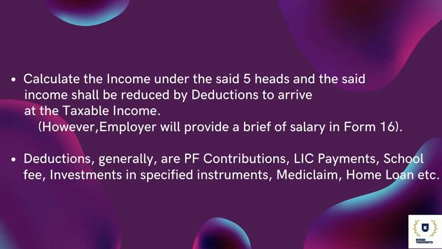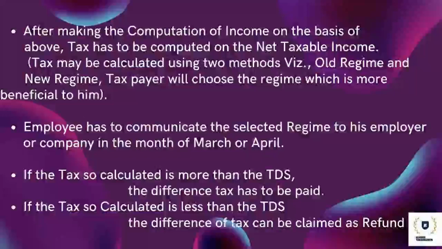Deductions, generally, are PF contributions, LIC payments, school fee, investments in specified instruments, Mediclaim, home loan, etc. After making the computation of income on the basis of the above, tax has to be computed on the net taxable income. Tax may be calculated using 2 methods, viz. old regime and new regime. The taxpayer will choose the regime which is more beneficial to him.